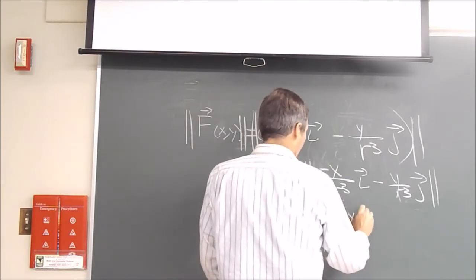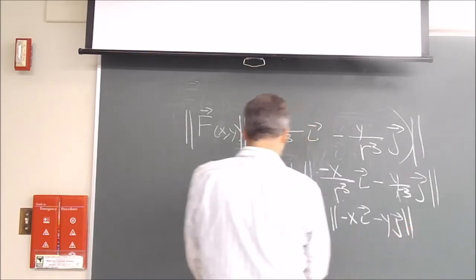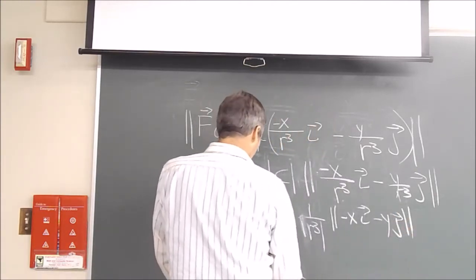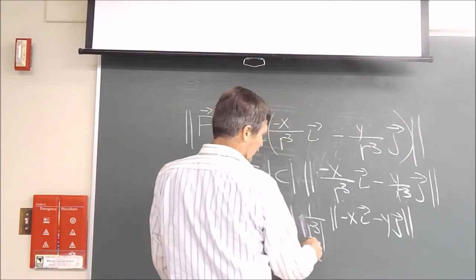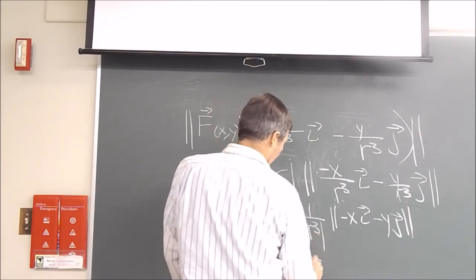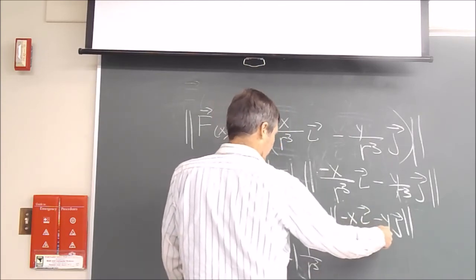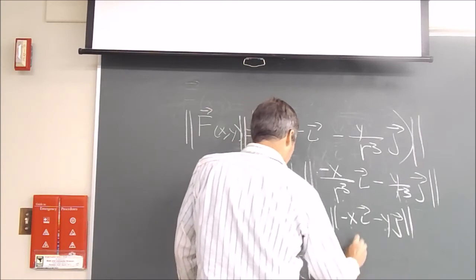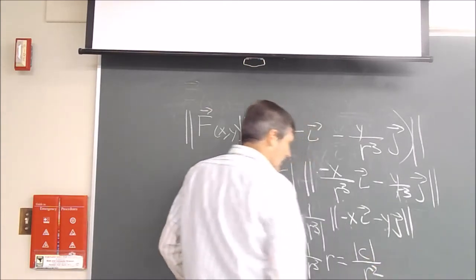Length of minus xi minus yj is absolute value of c times 1 over, well, r is root sum square of x and y, so this is 1 over r cubed. And what's the length of this one? It's square root x squared plus y squared. It's r. So this is equal to absolute value of c over r squared.